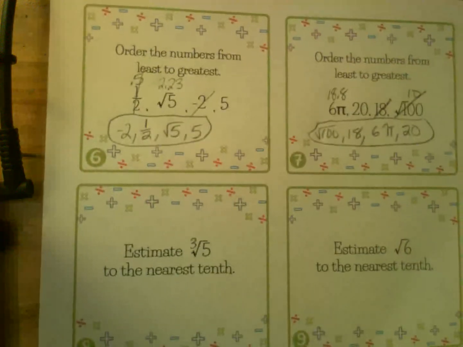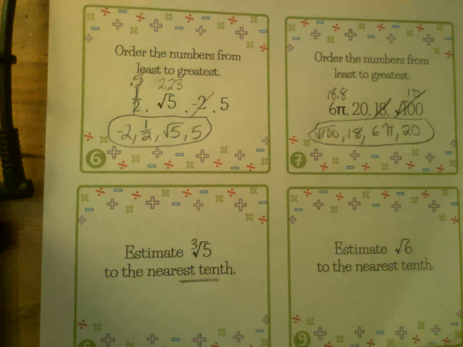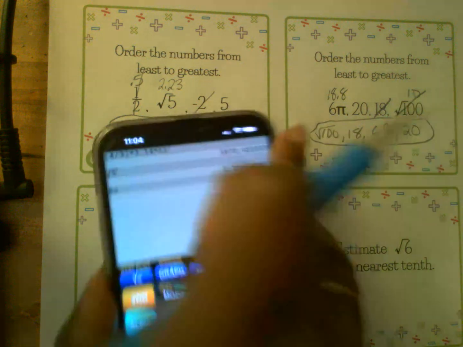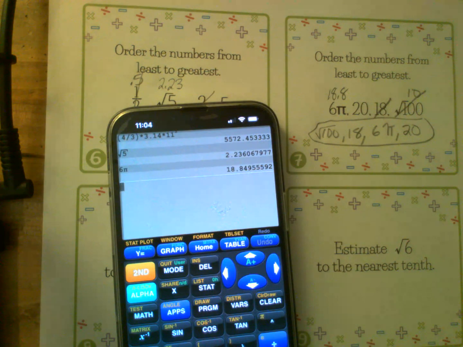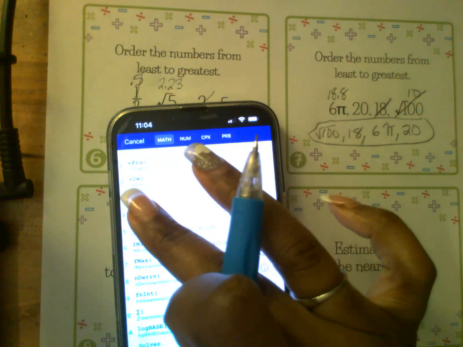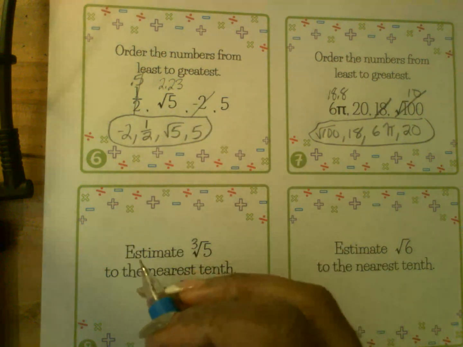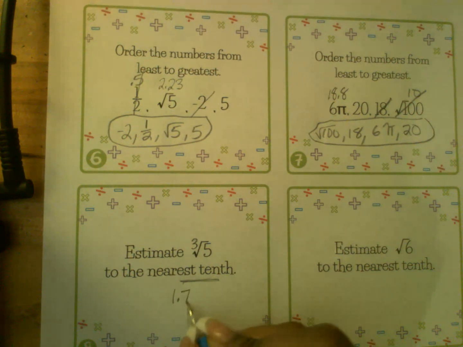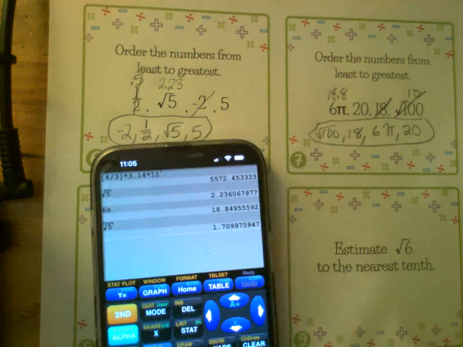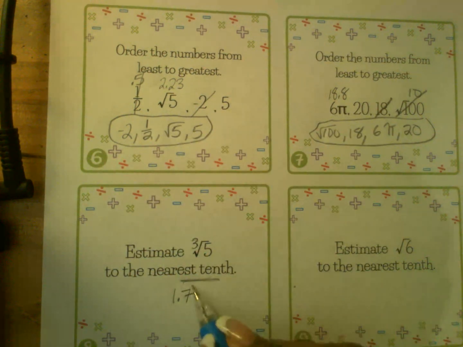We're going to estimate to the nearest 10th place. So we type in the cube root of 5. Remember to type in the cube root. You got math, and then your cube root is number 4, and then type in 5, enter, and that's 1.7 and some change. So 1.7 is rounding it to the 10th place. Okay, so this is our answer here.